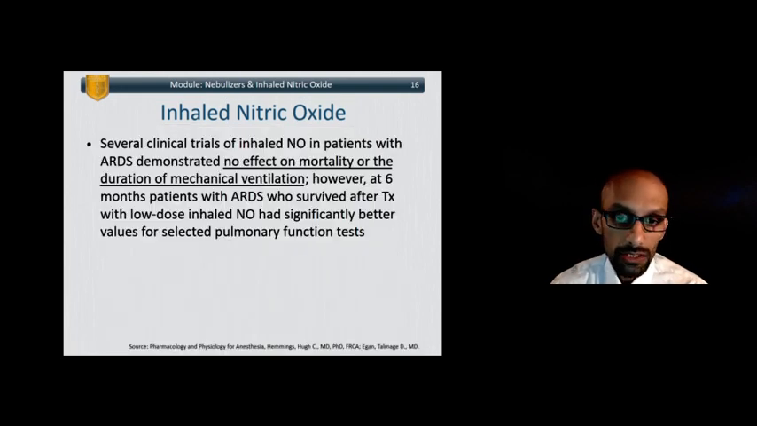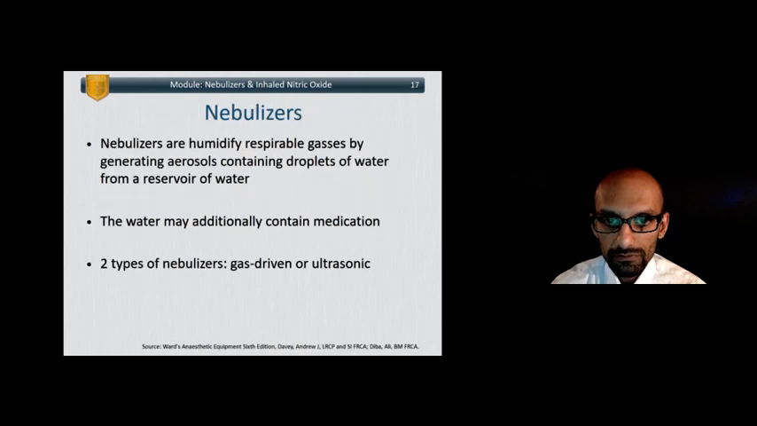A variety of clinical trials of inhaled nitric oxide in patients with ARDS didn't demonstrate any effect on mortality or the duration of mechanical ventilation. However, at the 6-month mark, patients with ARDS who had survived after treatment with low-dose inhaled nitric oxide had significantly better values for selected pulmonary function tests. That's the best that we've been able to show with inhaled nitric oxide for the treatment of ARDS.